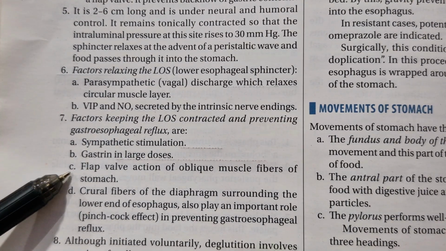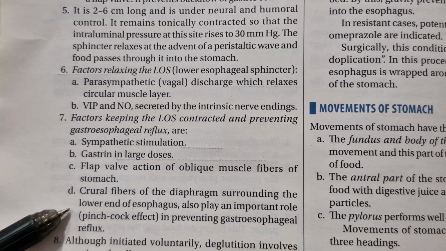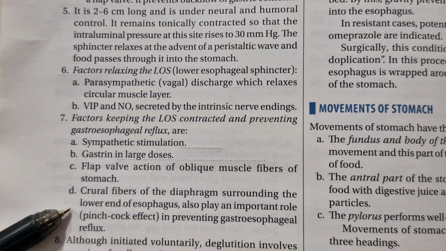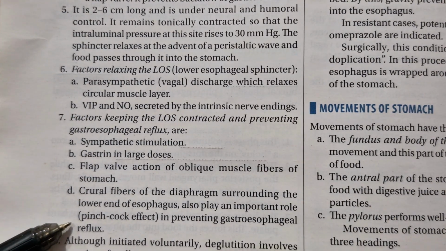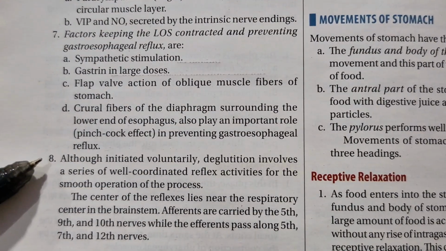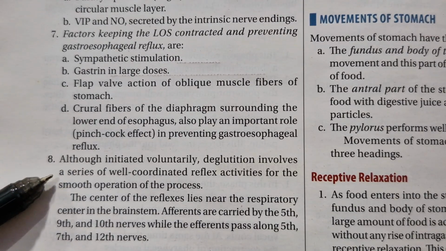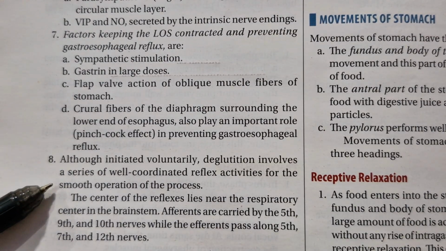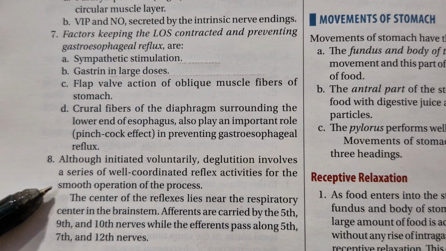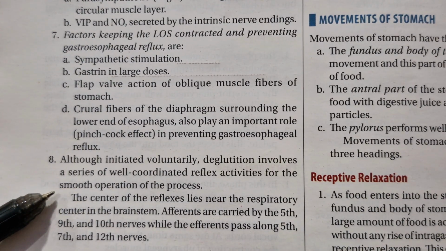action of oblique muscle fibers of the stomach. Crural fibers of the diaphragm surrounding the lower end of esophagus also play an important role, which is called the pinch-cock effect, in preventing gastroesophageal reflux. Although initiated voluntarily, deglutition involves a series of well coordinated reflex activities for the smooth operation of the process.